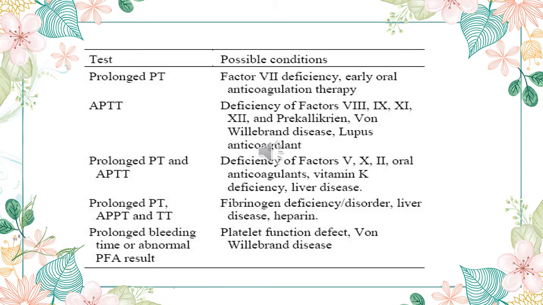But if I have a prolonged PT and PTT, can I differentiate between fibrinogen defect and other common pathway defects? Yes, through the thrombin time. In thrombin time, I am adding thrombin to my sample, and the thrombin will allow fibrinogen to give fibrin. So if I'm deficient in fibrinogen, I will have prolongation in thrombin time. For this reason, I can differentiate the common pathway from fibrinogen deficiency.